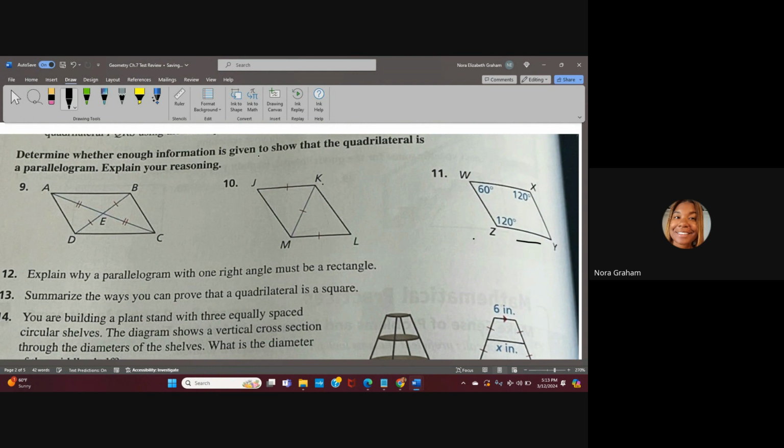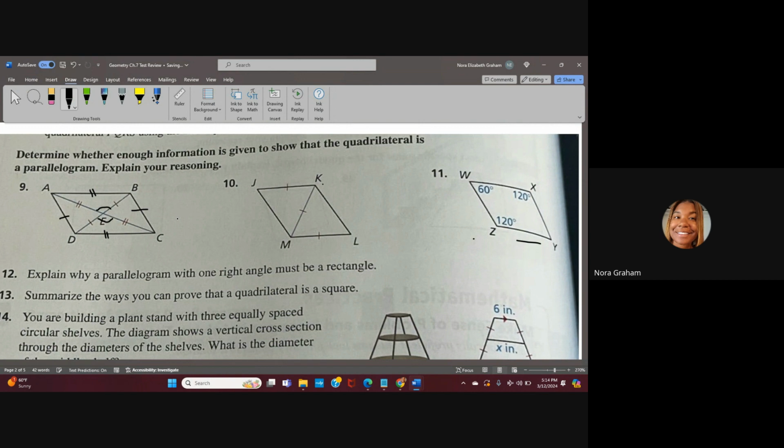Determine whether enough information is given to show the quadrilateral is a parallelogram. Explain your reasoning. To look at 9, I would say yes, because if I again use my postulates, I could say these are vertical angles. All right, vertical angles are congruent. I could say by angle, side, angle, that these two triangles, AEB and DEC, are congruent, so they have corresponding sides congruent. I can also say that for these two as well, using the same reasoning. Okay.